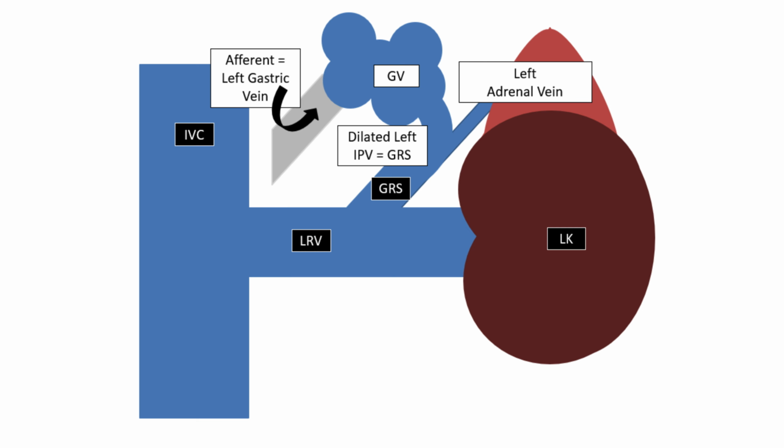So secondary to portal hypertension, you will have the afferent from a dilated left gastric vein, which in turn will form the varices or the gastric varices, and the efferent will be via the dilated left inferior phrenic vein, which is in turn the gastrorenal shunt, which then joins the left adrenal vein and opens into the left renal vein.